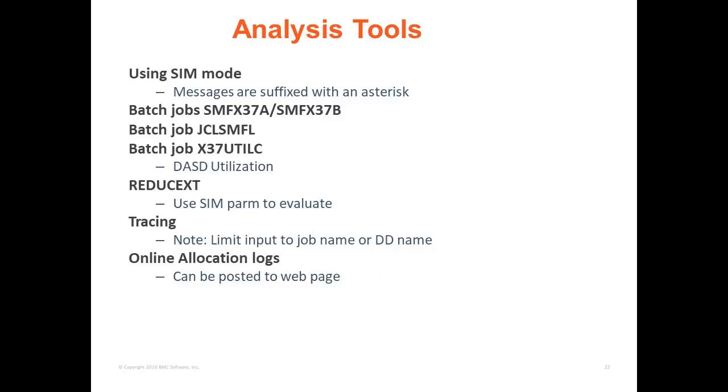Great tools to validate and manage allocation function activity are achieved through the use of the SIM PARM in the FList members, batch jobs FMS X37A and B, JCL MFL, JCL SMFL, and JCL UTIL-C. ReduceXT can be used to reduce multi-volume datasets after SPAC Valet has completed.